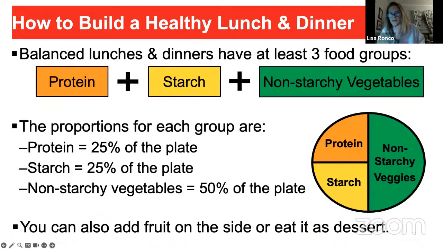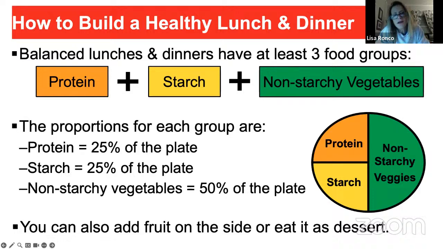Balanced lunches and dinners have at least 3 food groups. So again, think about what you had for lunch and dinner. Hopefully you didn't skip one of those. Again, it's the same. About 25% of the plate should be protein. The other quarter is carbs, and the other half of the plate is non-starchy veggies or salads.